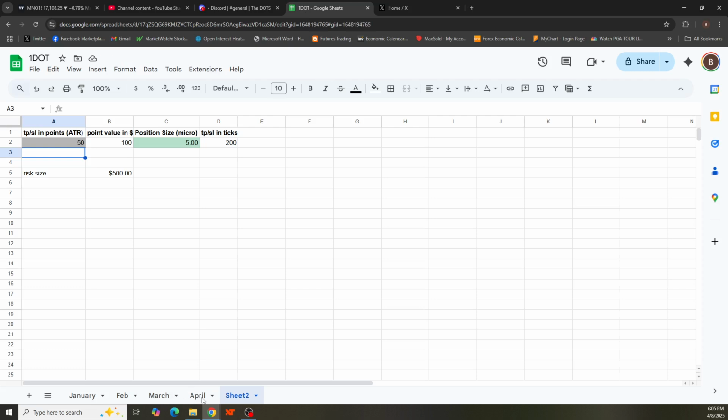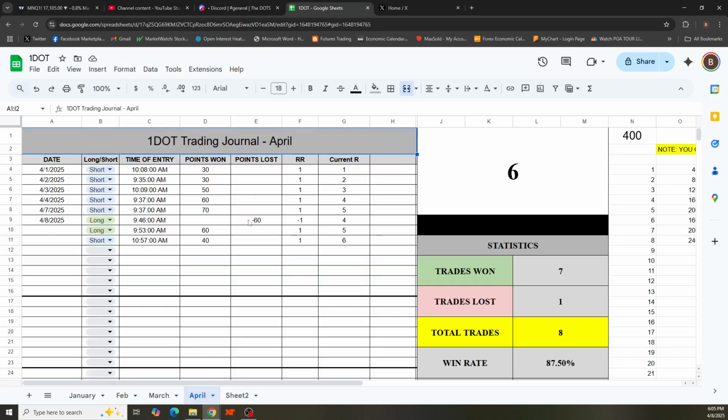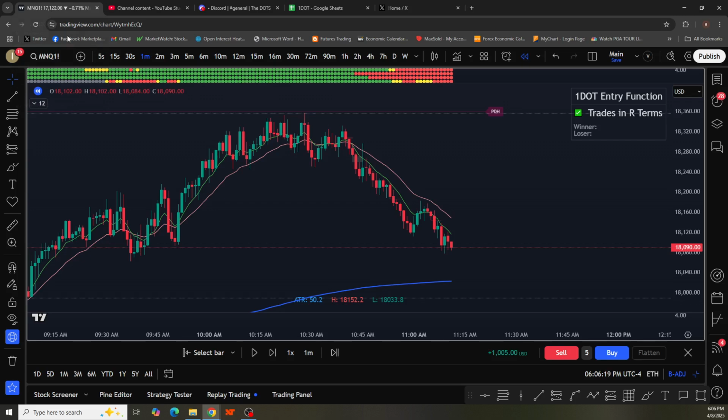So this is April so far. This is strictly the one dot entry function. Every day's been a winner. Today actually had the first losing trade of the month. So it is up 6R with an 87.5% win rate. That is high. Usually the win rate is anywhere between, I've seen 62 to high 70%, 1-1 RR. So that was today's price action.